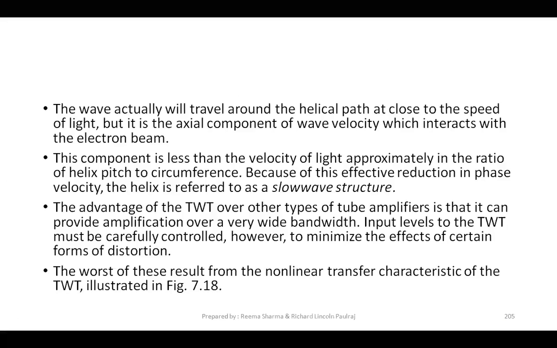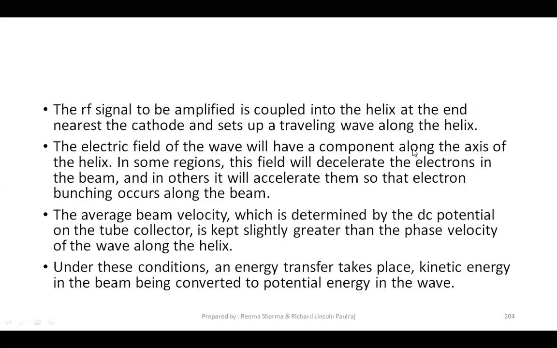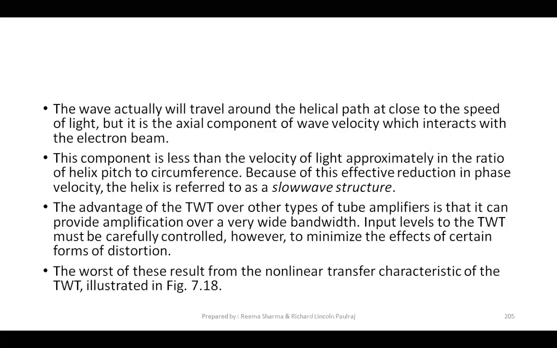Input levels to the TWT, this is traveling wave tube, must be carefully controlled. Okay, so whatever levels that we are having here, the inputs should be carefully calibrated. So which means whatever voltages that you are giving here at the initial point and here, all these voltages are connected to each other. If there is a slight increase or decrease, then there's a possibility of you losing this electron beam. Okay, so it becomes very sensitive. The electrons become very sensitive.